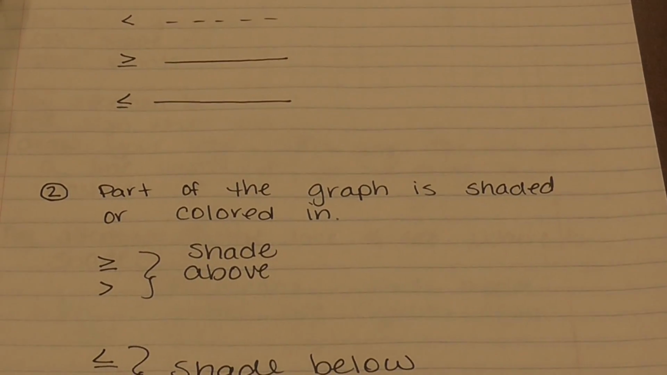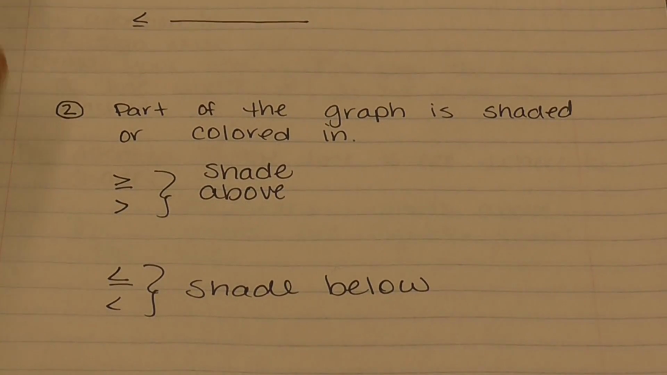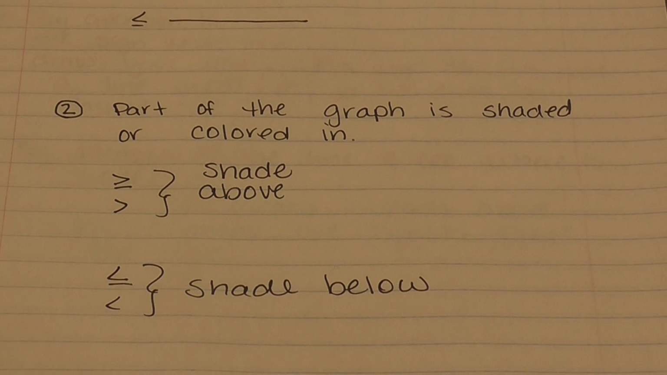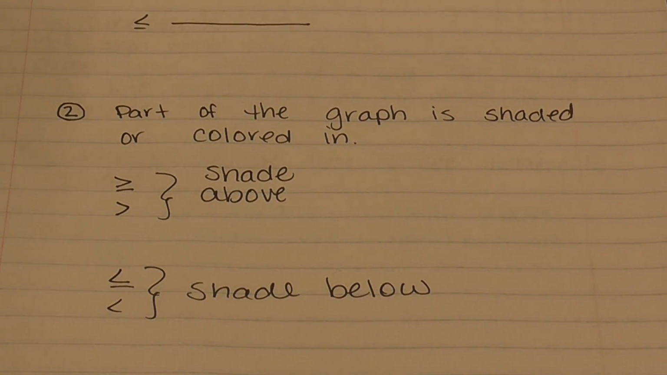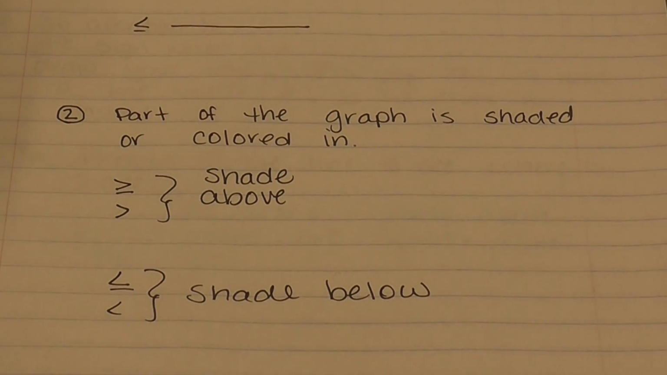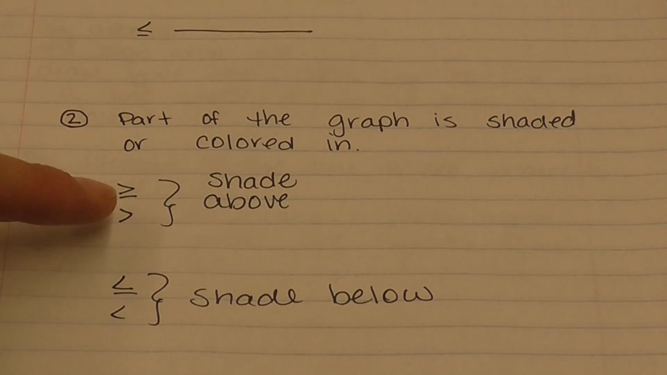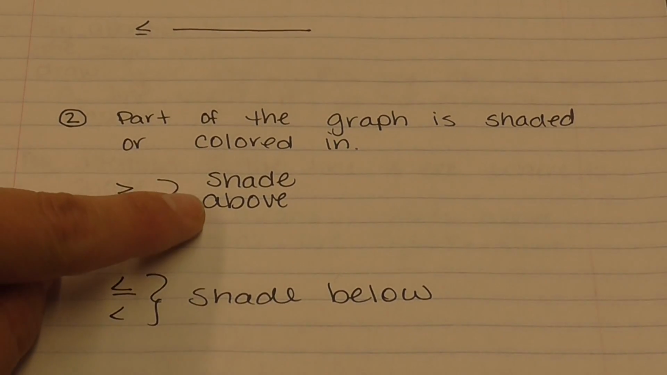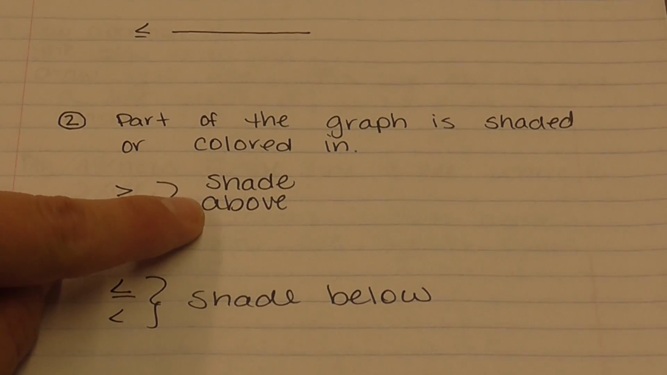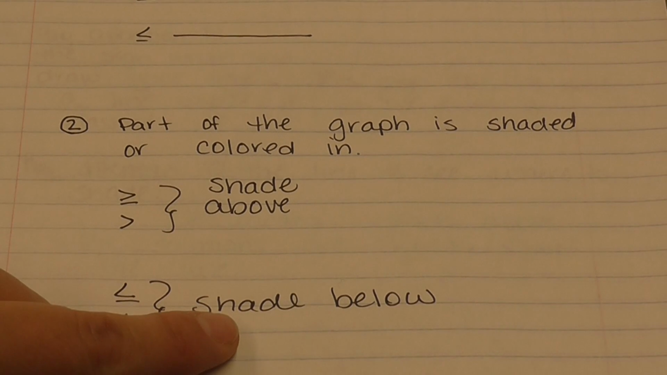The second thing to consider is where the graph is shaded. In an inequality, you have a shaded portion of the graph. The set of numbers that would work to make that little math sentence true is every number in that shaded section. So if you have a greater than or equal to or just greater than, you know to shade above your graph. If you have less than or equal to or just less than, you know to shade below your graph.